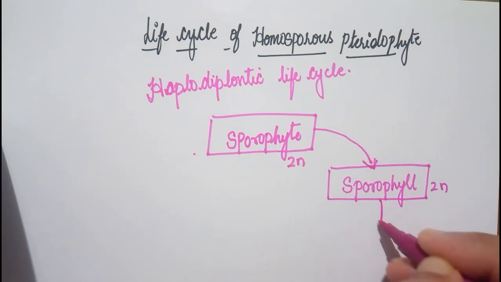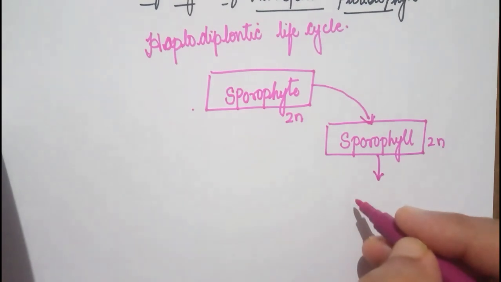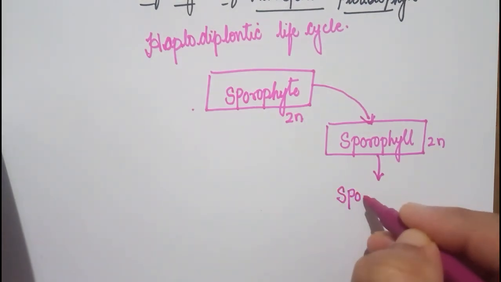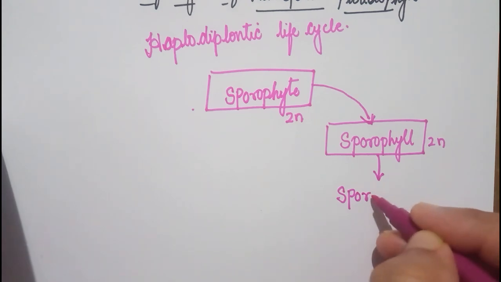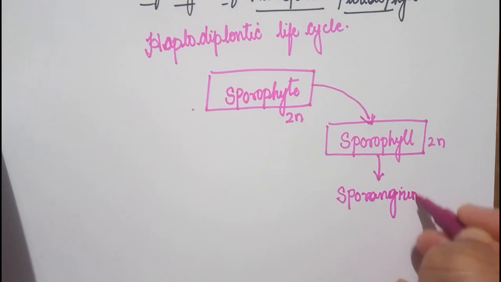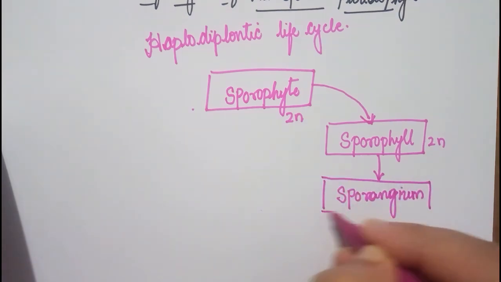Now these sporophylls are going to produce spore-bearing structures called sporangium. The sporangium is a sac-like structure which is going to bear spores. The sporangium is also diploid.